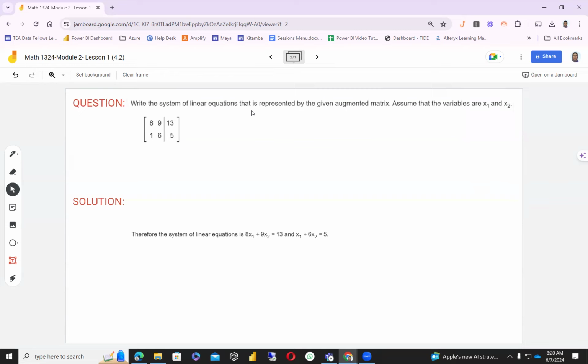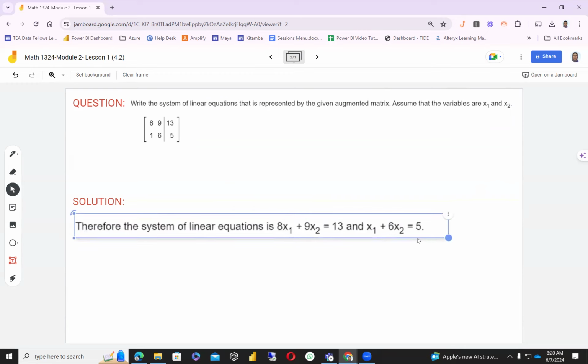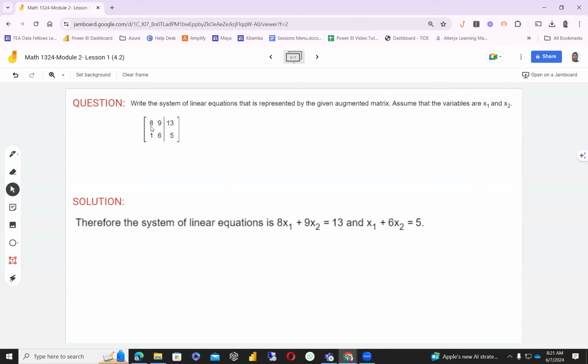Write the system of linear equations that is represented by this given augmented matrix. So we're going to actually do the backwards now. So we have the matrix this time, and we're going to try to write it as an equation, and we're going to use x1 and x2. So we're just going to do the opposite. So look, we have 8x1 plus 9x2, and that's going to be equal to 13. And then on the next line, we have 1x1, which is just basically x1, and 6x2, and that's equal to 5. So this will be the system of linear equations which is represented by this matrix.